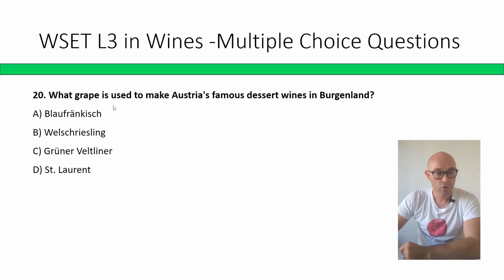What grape is used to make Austria's famous dessert wines in Burgenland? Blaufränkisch, Welschriesling, Grüner Veltliner, Saint Laurent. The correct answer is B, Welschriesling.